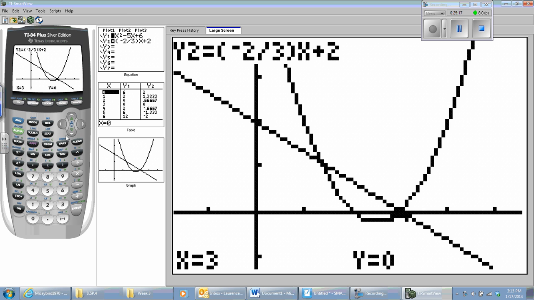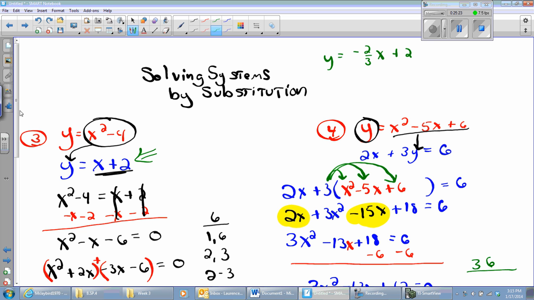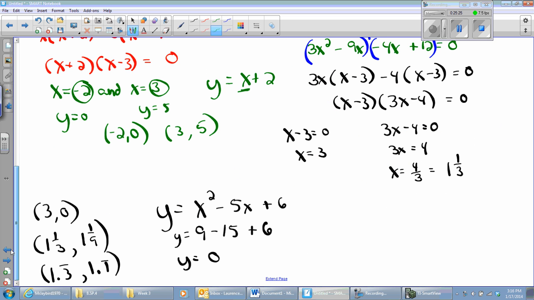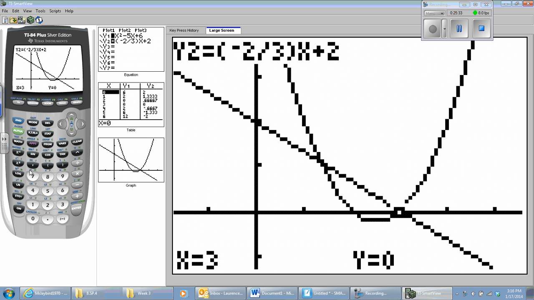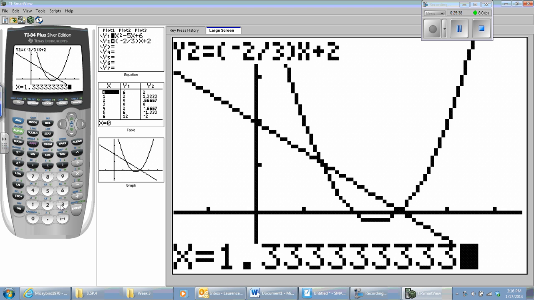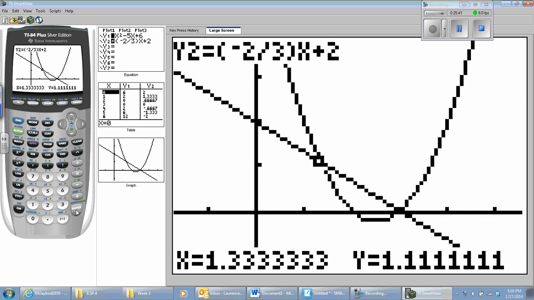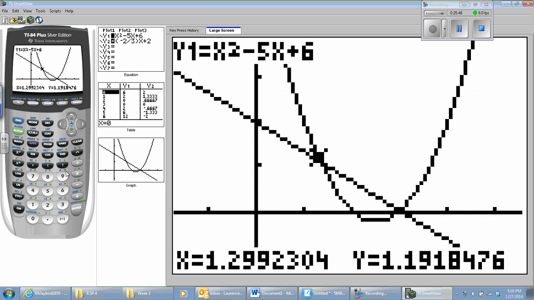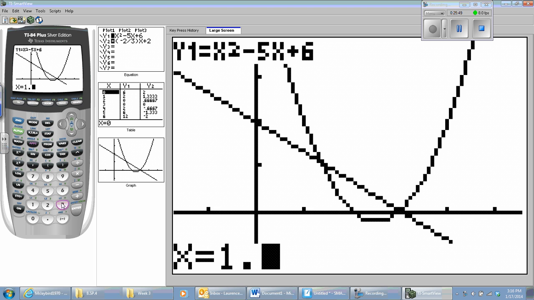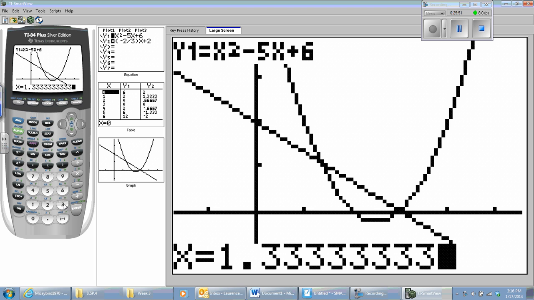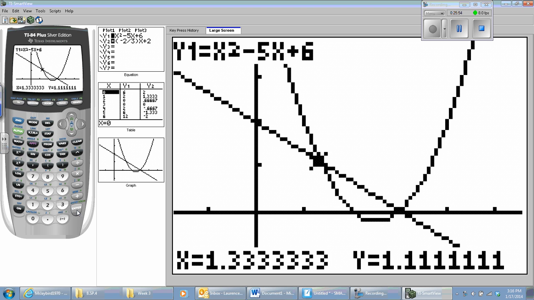Okay, now the other solution, I believe, was 1.3 repeating for x. So let me try that. I'm on the linear equation. I'm going to go 1 point, and I'm going to hit enter. And look at that, I got 1.1 repeating. And then I'll switch to the quadratic, and I'll type in 1.3 repeating. I just put a whole bunch of 3's. And sure enough, I get 1.1. So I know my solutions are good.